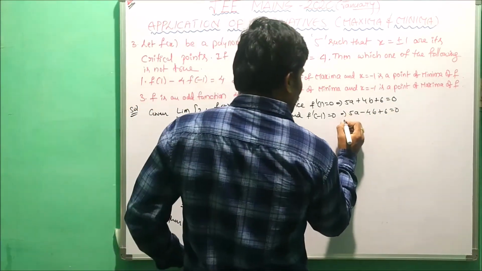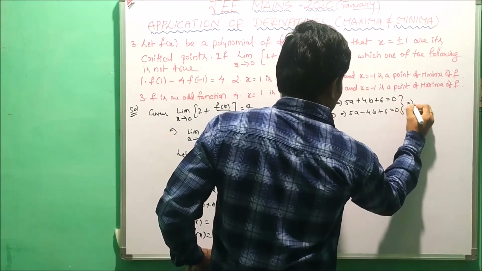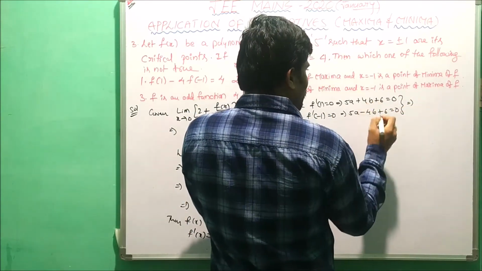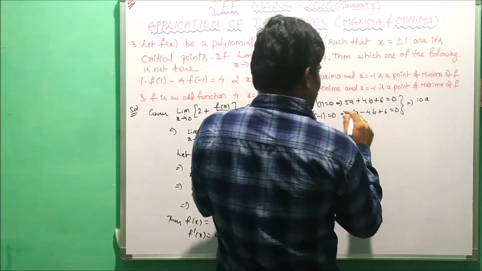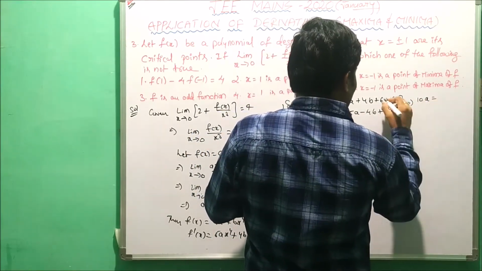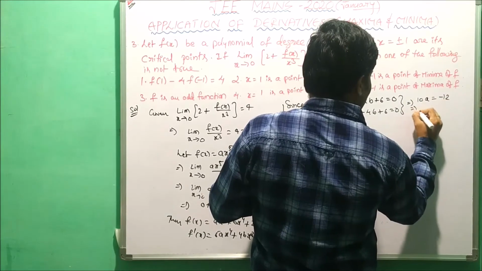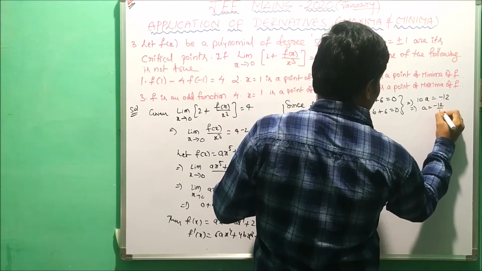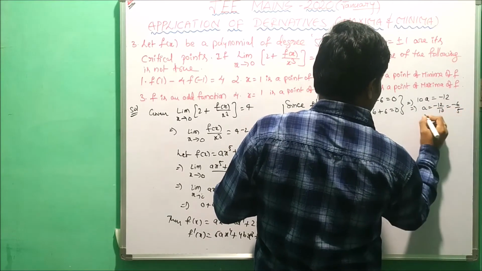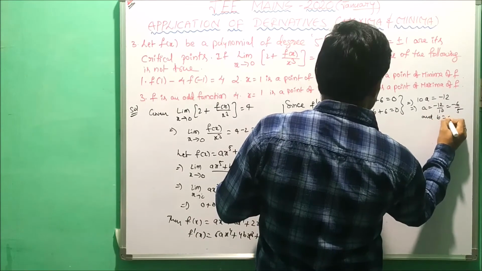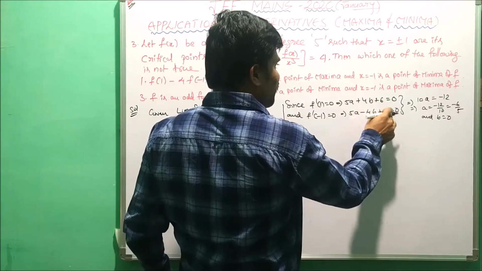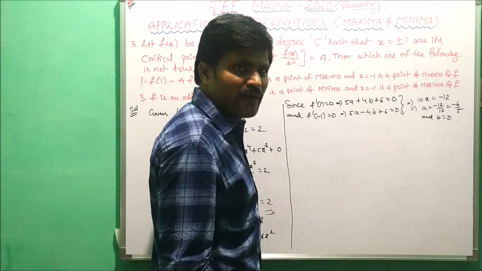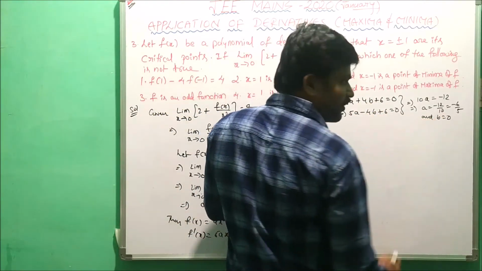Now from these two equations, adding them, 4b cancels, and 10a = -12. That implies a = -12/10, so that means -6/5. Now subtracting these two, 5a cancels, 6 cancels, 4b + 4b, 8b = 0. That is b = 0.